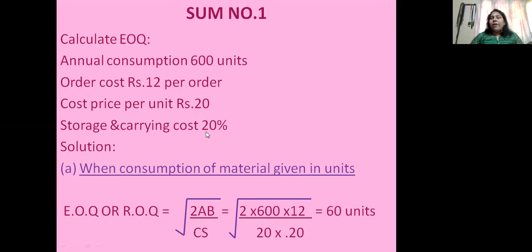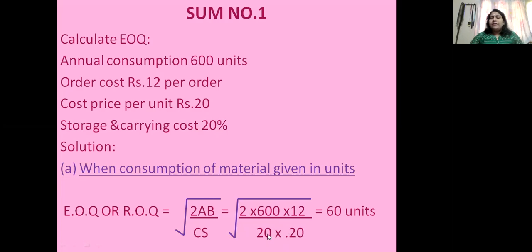I always advise the students, please don't show that 20 by 100 like that. Then you may commit silly mistakes in calculations. So you can convert like this and put it here itself. 20% means, how can I write, 0.20. Then simplify 2 into 600 into 12, divided by 20 into 0.2.